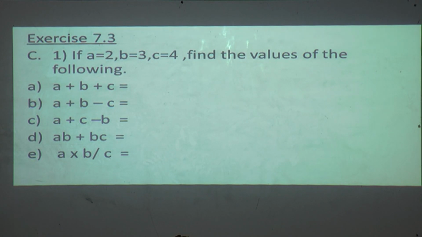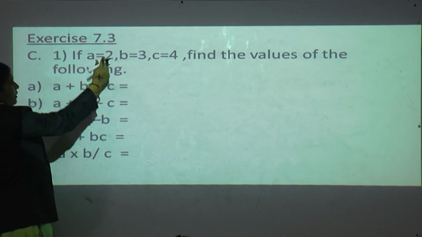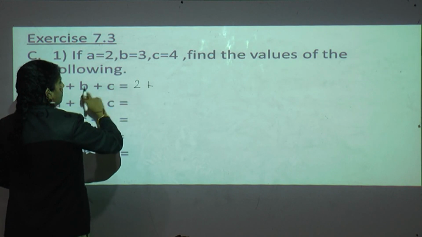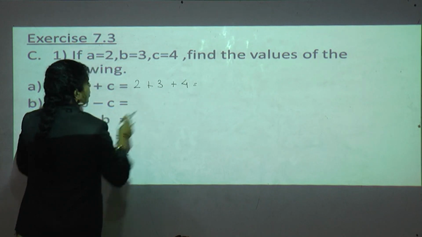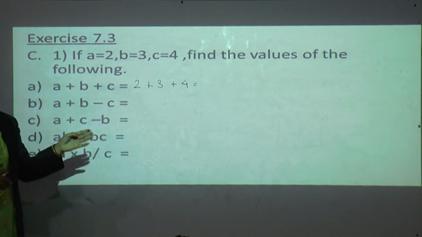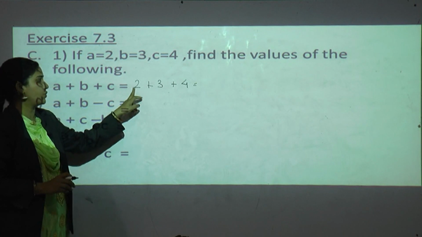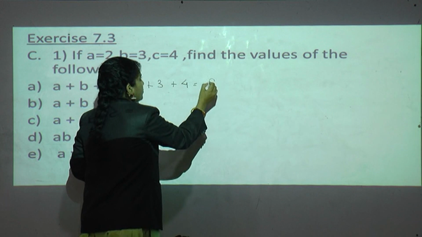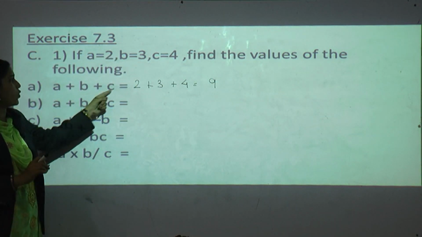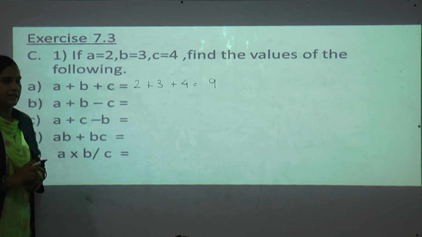Exercise 7.3, C question, and the first one, a plus b plus c. So students, here see, value of a is 2, b is 3 and c is 4. So as per the given operations, you have to do the calculation. 2 plus 3, 5. 5 plus 4, 9. So the value of this whole expression is equal to 9.